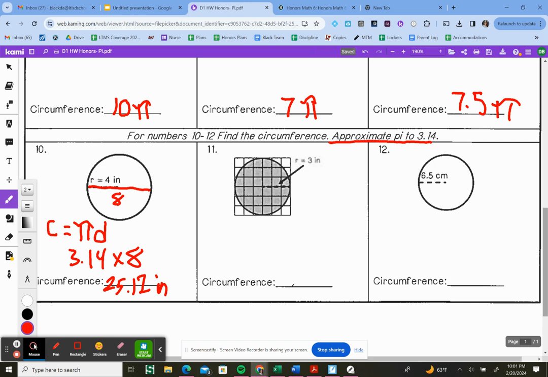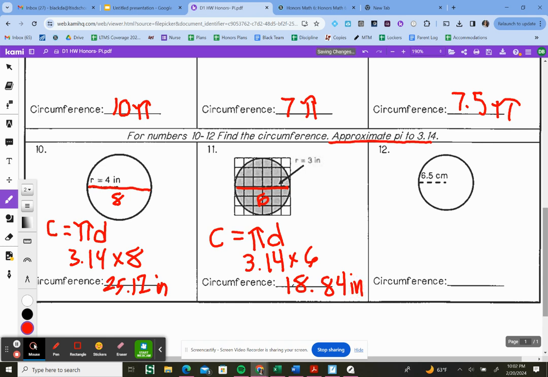All right, number 11, it says the radius is 3 inches. So I'm going to go all the way across. That means the diameter is 6 inches. Circumference is pi times diameter. So I'm going to do 3.14 times 6. Let's see, that is 18.84. And the units are inches.